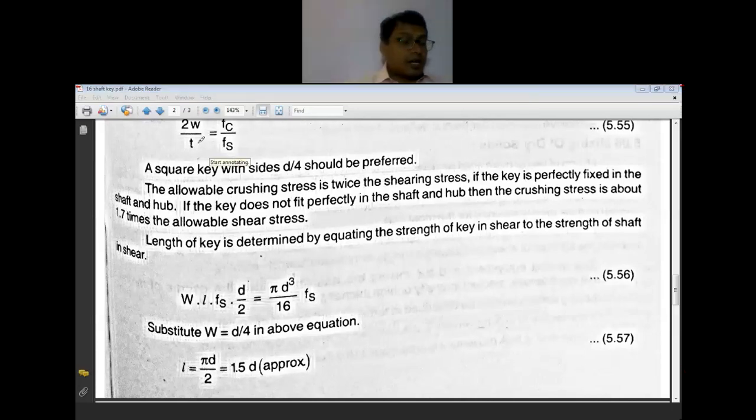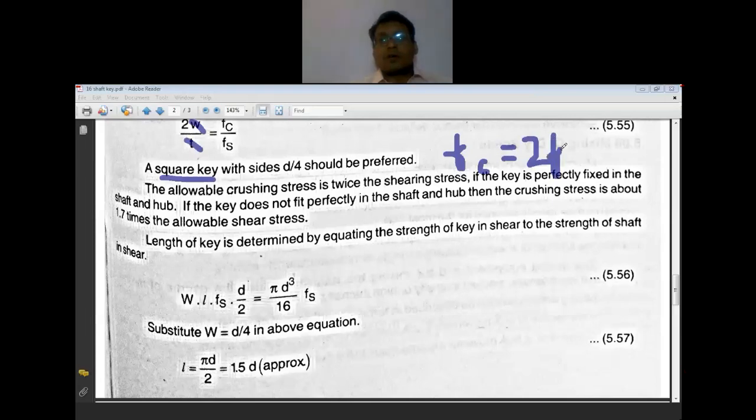Square key means W is equal to T. So this will get cancelled and Fc will be equal to 2 times Fs. That is, the allowable crushing stress is twice the shearing stress. Fc is equal to 2 times Fs when it is a square key. For a square key, the width and the thickness are equal, that is W is equal to T.